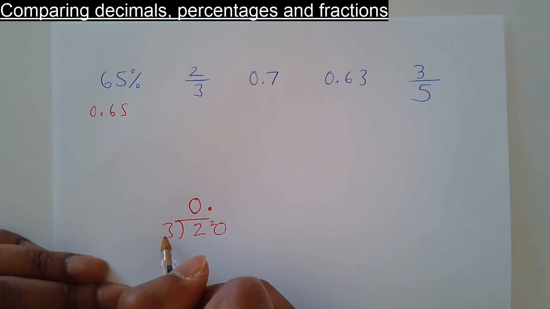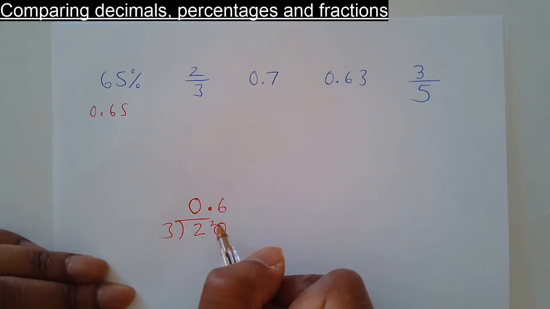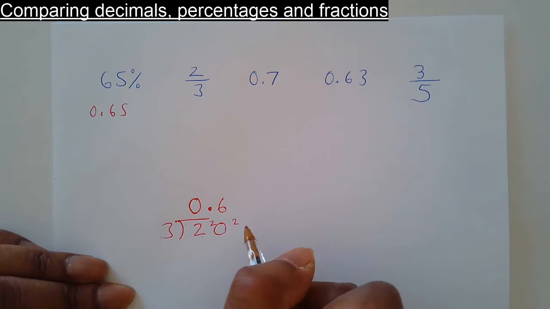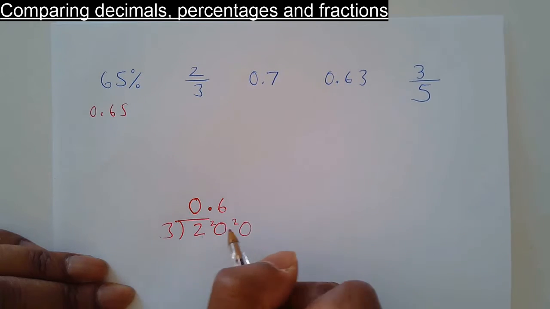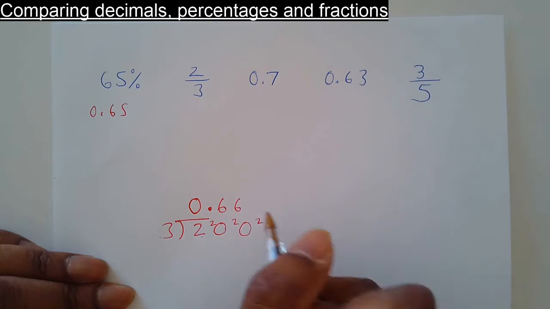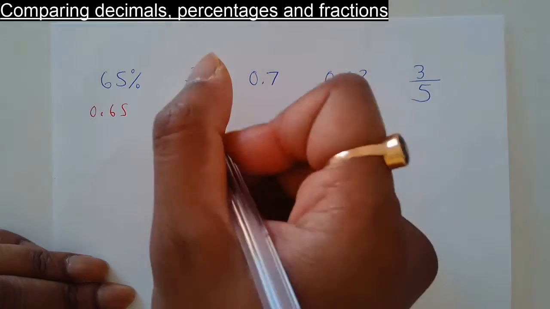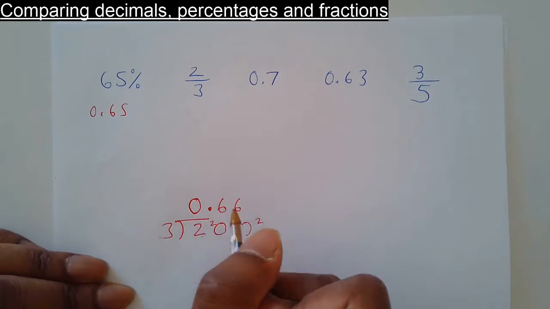So now 3 into 20 goes 6 times. Remainder 2. Stick a 0. 3 into 20 goes 6 times. Remainder 2, and so on. It's going to carry on forever. It looks like it's going to be 0.6666, 0.6 recurring. I'll just use 0.66.